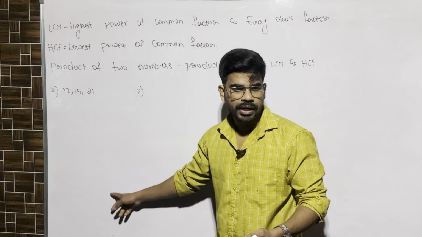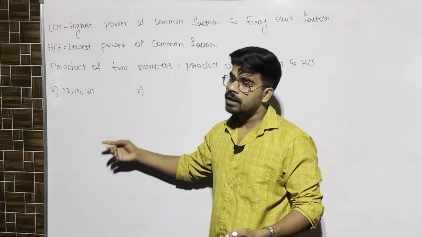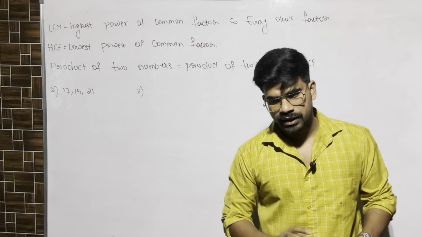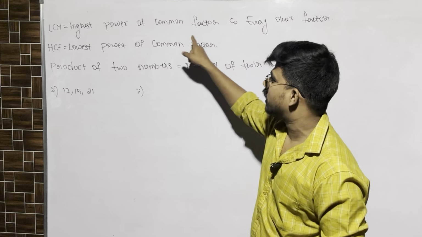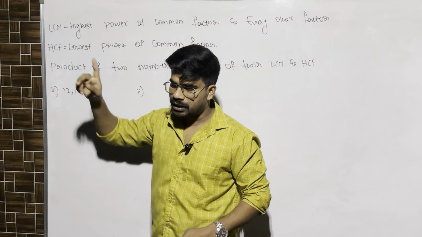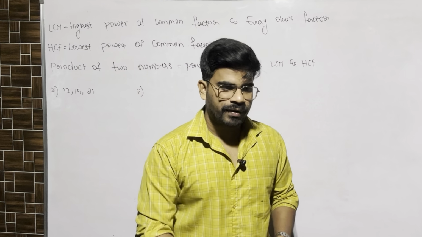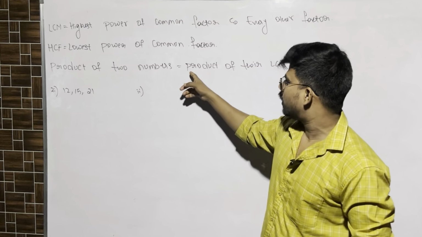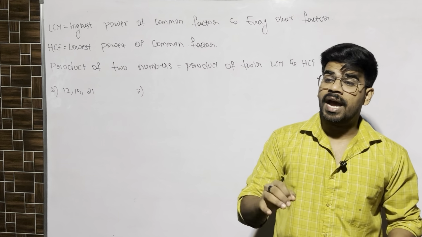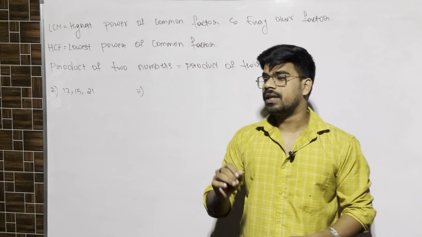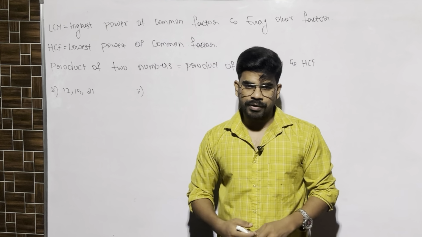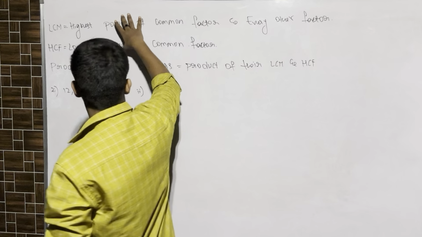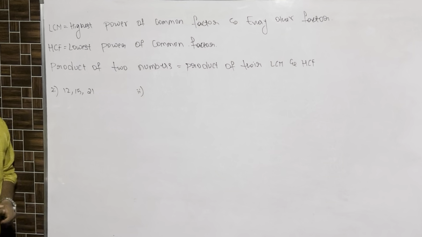So 3 we have to take in all the numbers, but apart from the common factor, whatever other factors are there, that also we have to consider in case of LCM. In case of LCM, not just the common factor, but every other factor we have to consider. In case of HCF, we only take the common factor, and for the common factor also we take the lowest power. Just remember these two statements. We'll solve some questions, you'll get an idea about it.